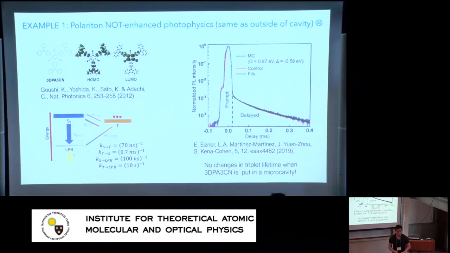Okay, so now I'm going to show you some experimental evidence that sometimes the cavity doesn't do anything, like for example in this case, where you put these molecules that have very interesting organic photophysics, you couple the electronic transition to a cavity, the photoluminescence kinetics looks inside and outside of the cavity exactly the same. Okay, so the cavity might as well just be a decoration, the polaritons are just a decoration in that case.